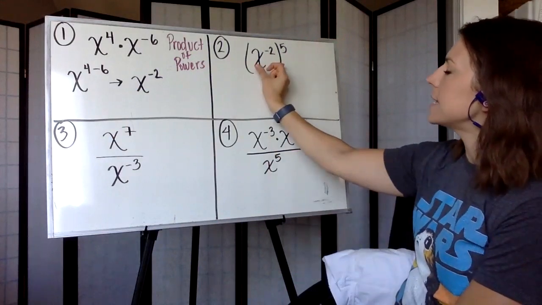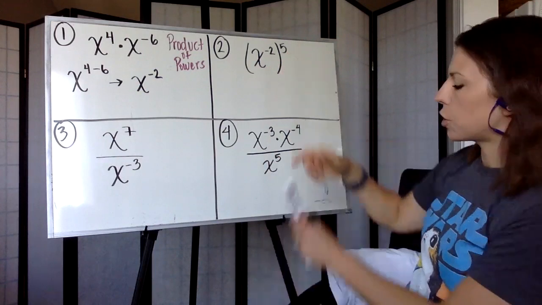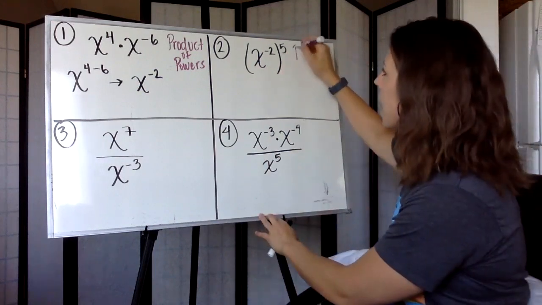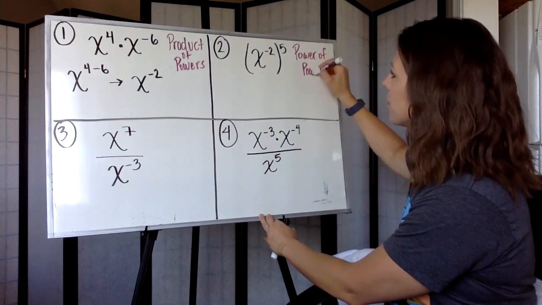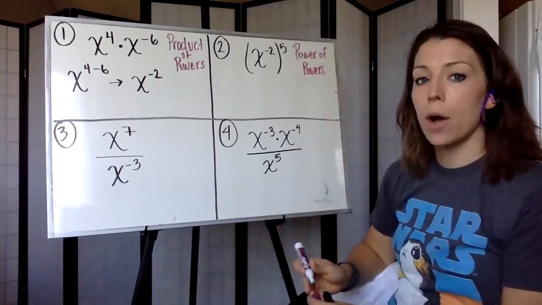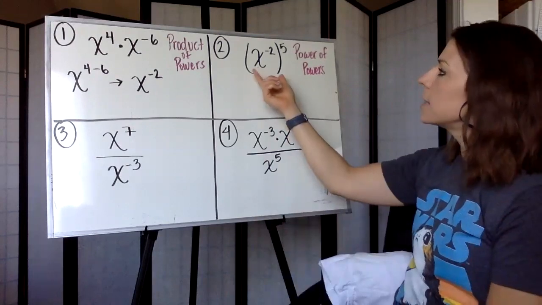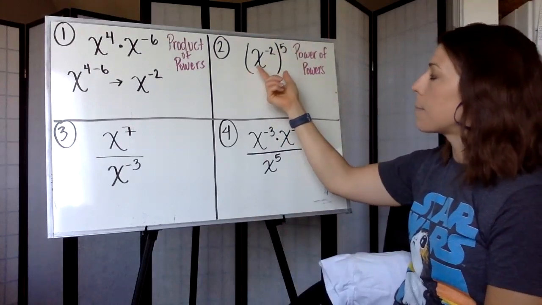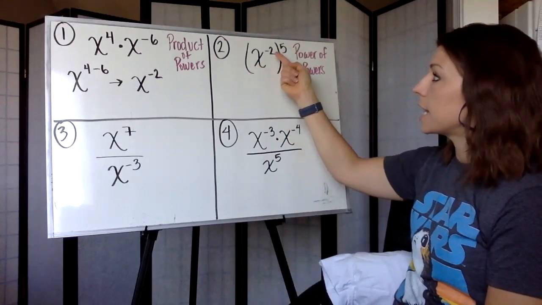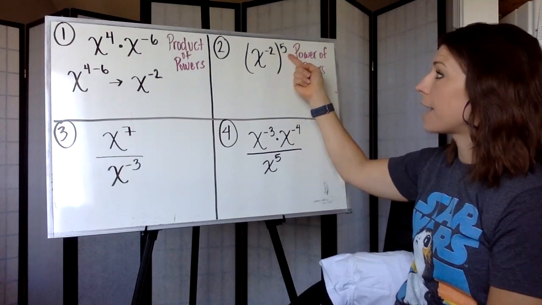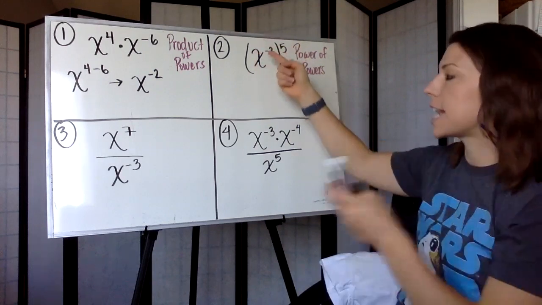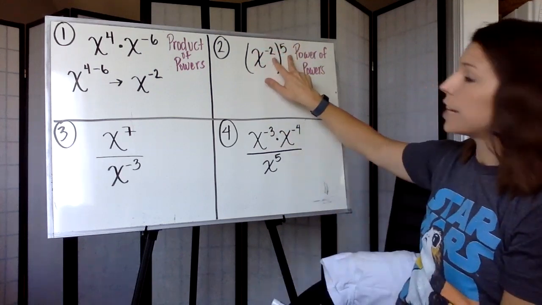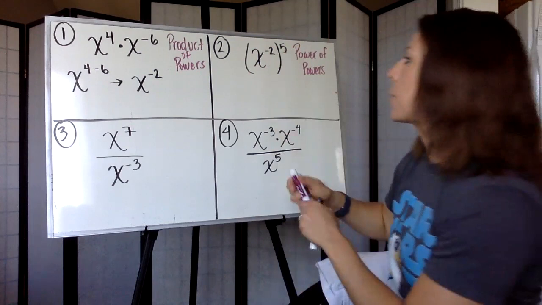Well, I see a base that's a power raised to an additional power. So that tells me this is a power of powers. What's the rule in power of powers? Well, if you remember, this basically means that I'm multiplying x to the negative 2 by itself 5 times. Or in other words, I'm looking at 5 groups of this x to the negative 2. So the rule here is we multiply these exponents.